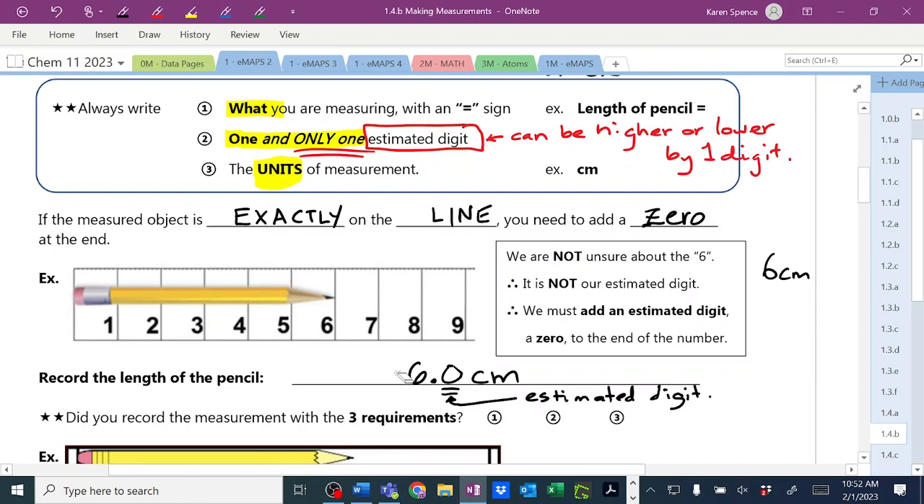What have I forgotten in my measurement? I need to have 3 things in my measurement. I have an estimated digit. That's good. I have my unit. That's good. What am I missing? The what. What are we measuring? Length of pencil. And I didn't leave myself much room, so I'm going to choose to use the abbreviated form.